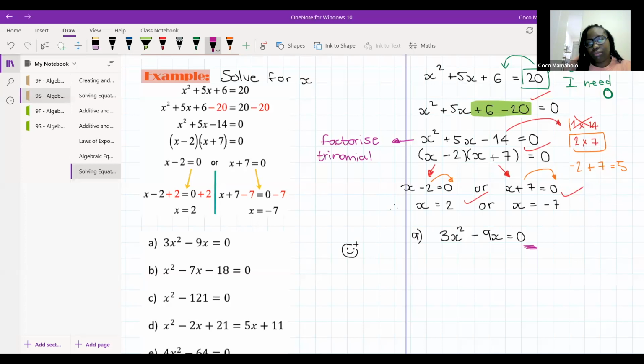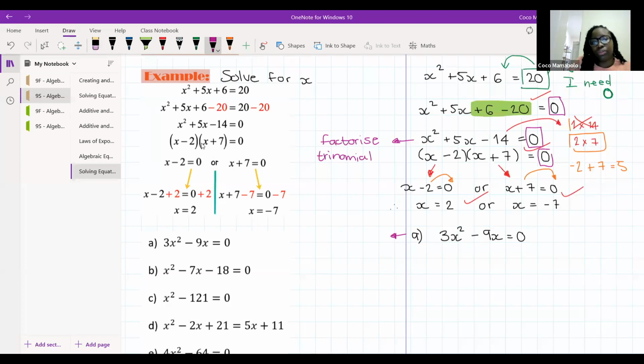A common factor. On the right-hand side, what do we always need to have? A zero. Good. But I already have a 0, so I don't have to worry about a 0. I can just go ahead, so what's my next step? If I already have a 0, what can I do?